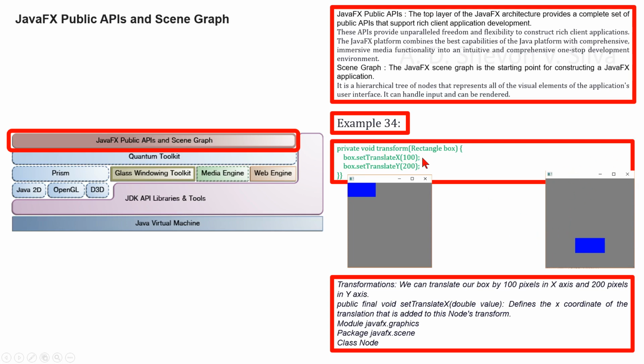The public final void translateX(double value) defines the x coordinate of the translation that is added to this node's transform. Here, y. This method is in the class Node, in the package javafx.scene, in the module javafx.graphics.